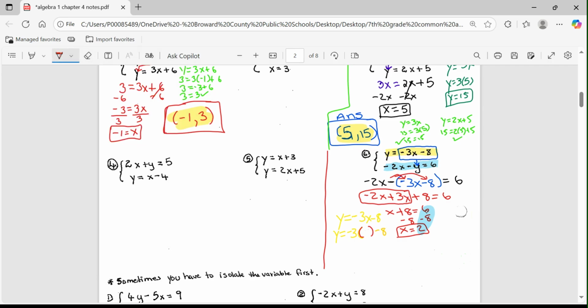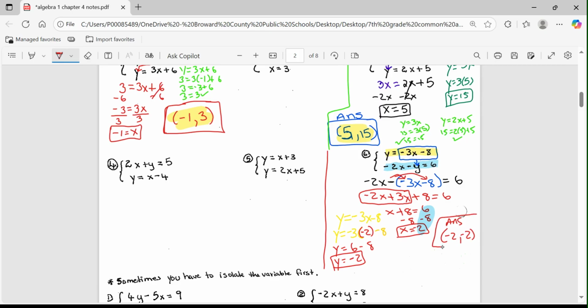So when I look, 6 minus 8 would have given us negative 2, which means your x is negative 2. And so your y is equal to negative 3 times negative 2, positive 6, minus 8. So your y is equal to negative 2. Now my solution, my answer would be (-2, -2).